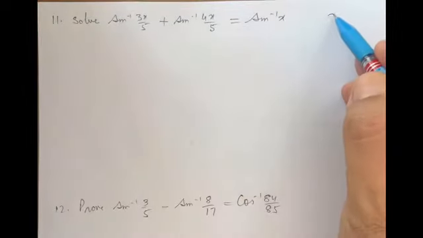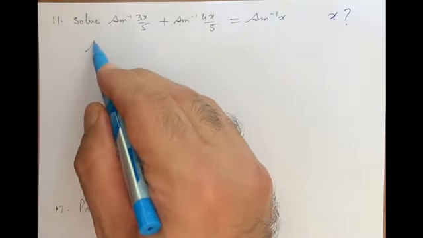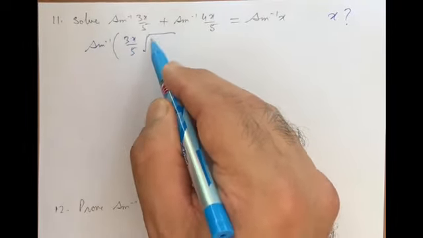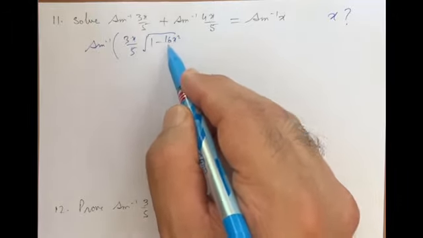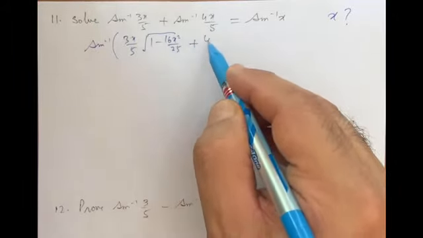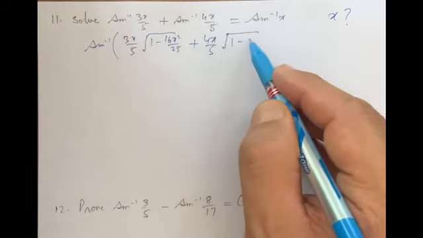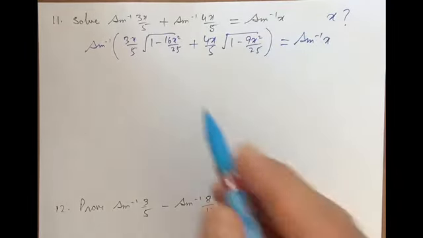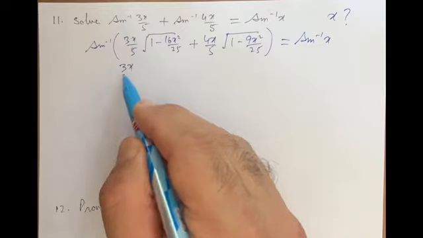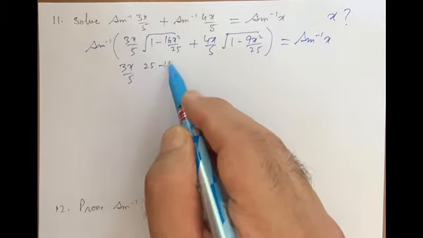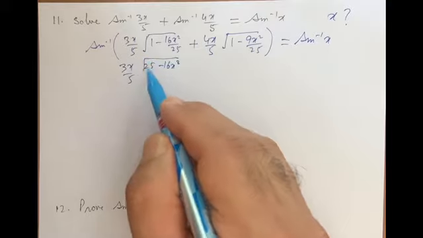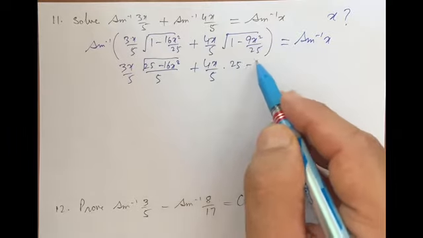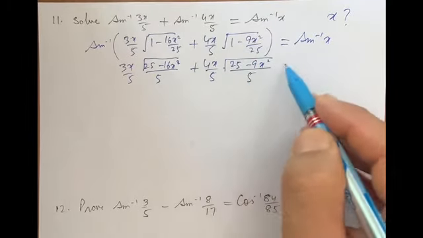We have to solve for x. So that means we have to find out the value of x. We use the formula sin inverse of 3x upon 5 into root of 1 minus 16x square upon 25 plus 4x upon 5 into root of 1 minus 9x square upon 25, and this is sin inverse of x. This is 3x upon 5, 25 minus 16x square under the root. Root of 25 is 5, plus 4x upon 5, 25 minus 9x square, this is 5, and this is x.